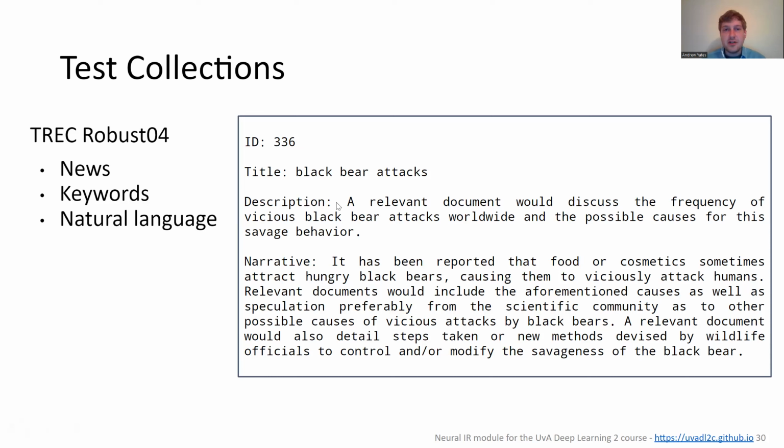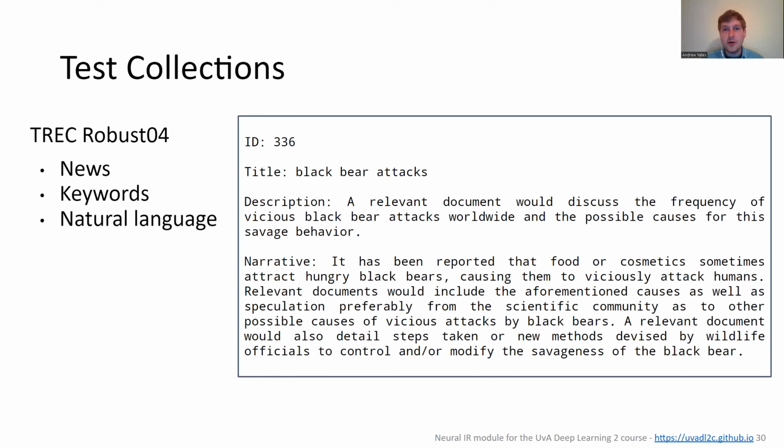And then also these natural language description queries. So here, the same information need as black bear attacks is expressed in this description query. A relevant document would discuss the frequency of vicious black bear attacks worldwide and the possible causes for this savage behavior. It also contains a narrative, which is essentially just a much more detailed description of what makes a document relevant. I believe these were written by the annotators or assessors as they were judging documents, but they're typically not used as queries.